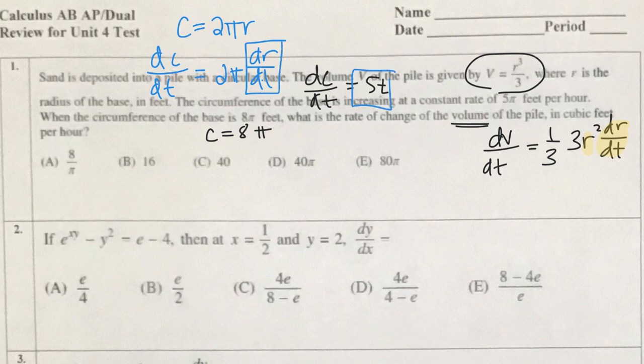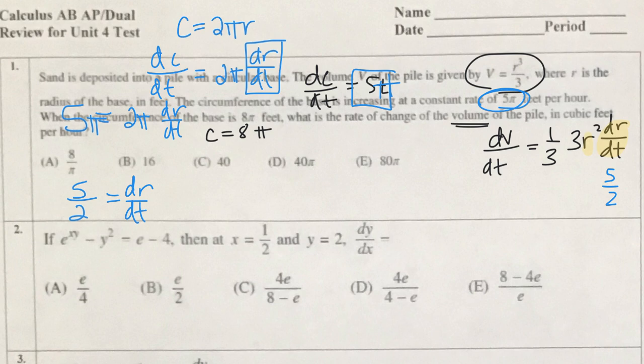Okay, so if the circumference rate is 5, or 5 pi rather, right? 5 pi. Sorry, not 5t, but 5 pi. 5 pi equals 2 pi times dr/dt. So it looks like our dr/dt is 5/2. Okay, fantastic. That's 5/2. Now what about our radius?